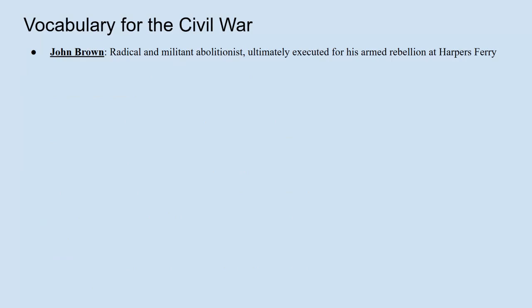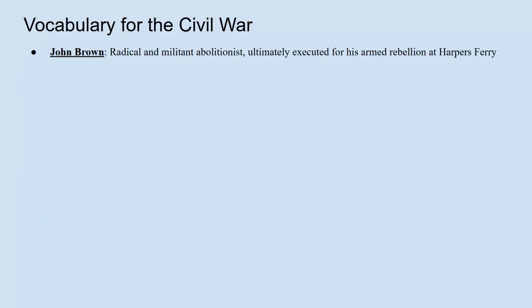So much like Frederick Douglass, he wants to abolish slavery. Ultimately, he's executed for his uprising at Harper's Ferry. The gist of it is he takes over a federal arsenal where they store all the weapons, and he wants to distribute those weapons to slaves and then have the slaves rise up and basically fight for their freedom. It doesn't happen, but it really shows you the different attitudes the North and the South have.